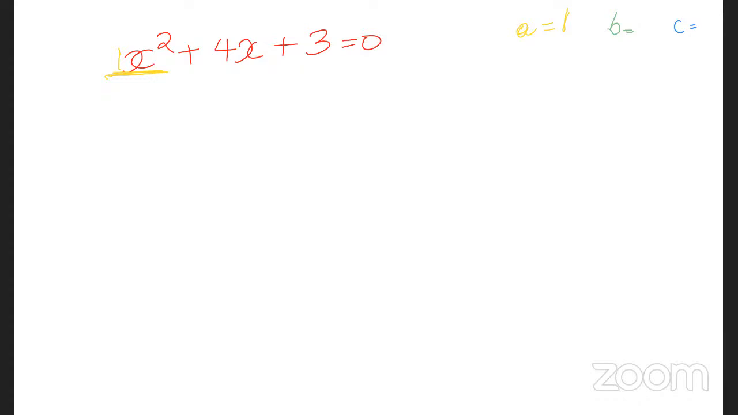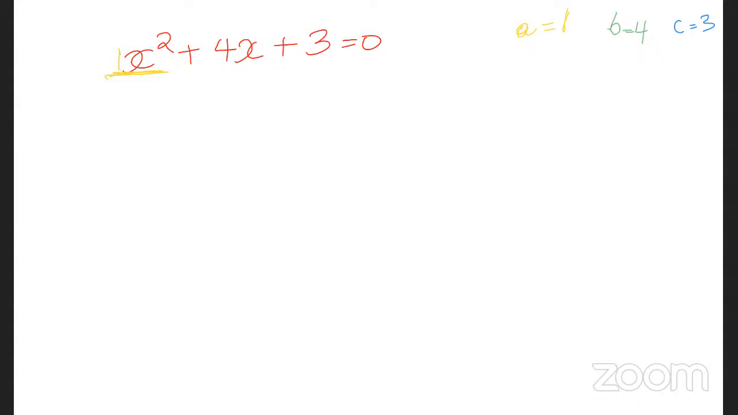1. Beautiful. Let's go to B now. What's the value of B? 4. Good. So B is always the coefficient of x, the variable to the first power. And what's the value of C? 3. Good. So we have that bit. So x squared plus 4x plus 3 equals 0.